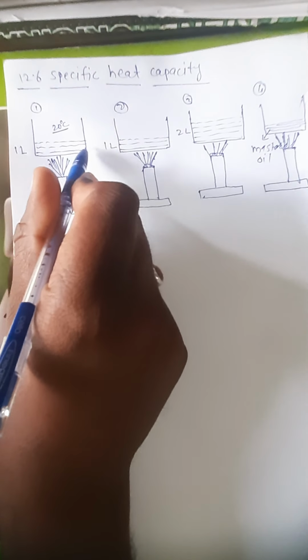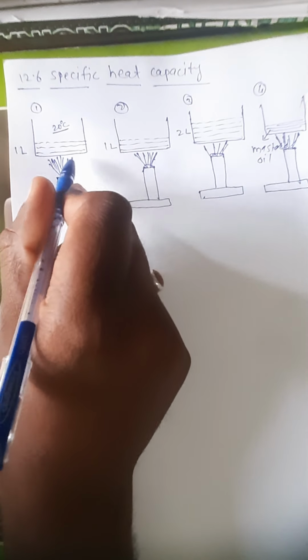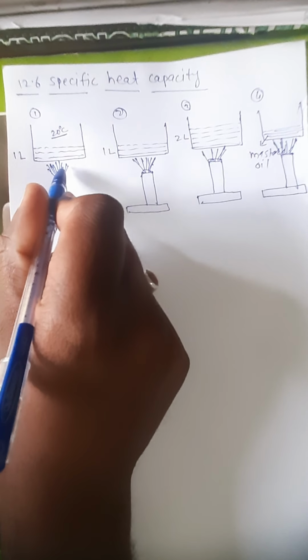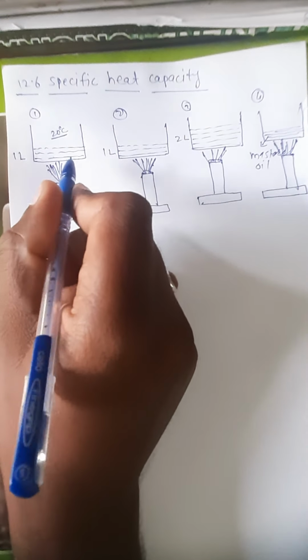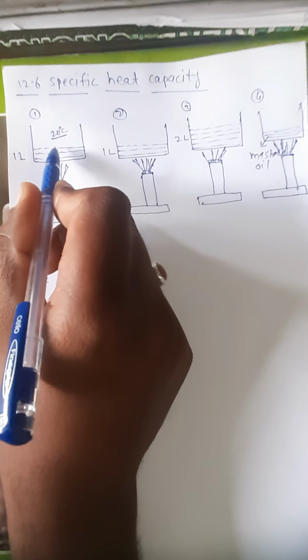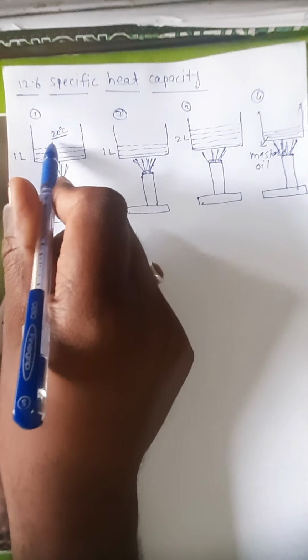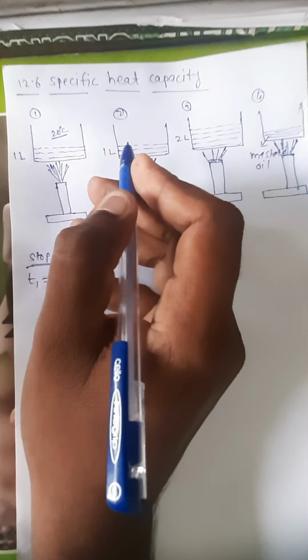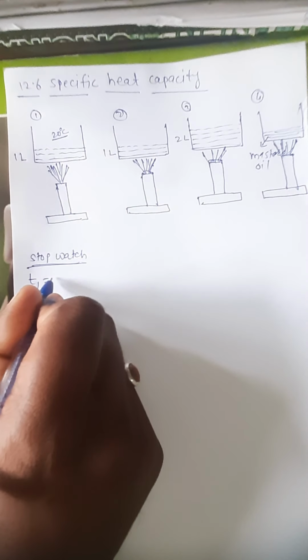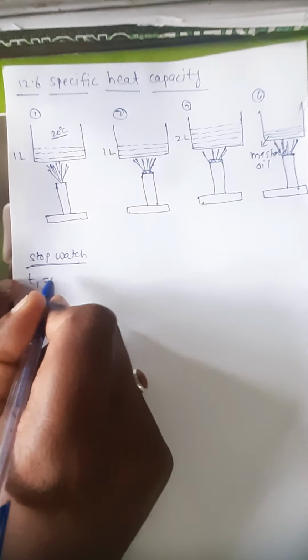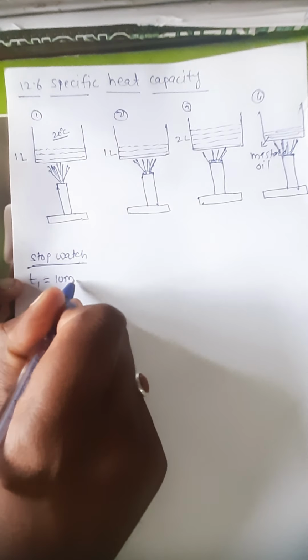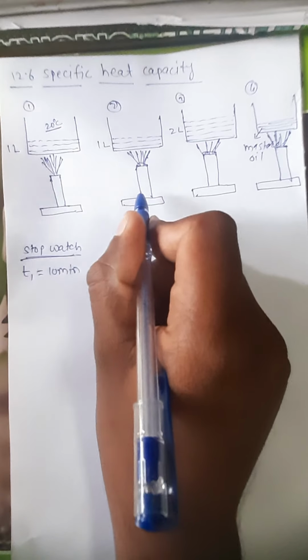Suppose in that vessel 1 liter of water is there and we provide heat with the help of a burner, and we start the stopwatch. When the temperature of that water has increased by 20 degrees Celsius, we count the time, and suppose the time required to increase the temperature of 1 liter of water is 10 minutes.